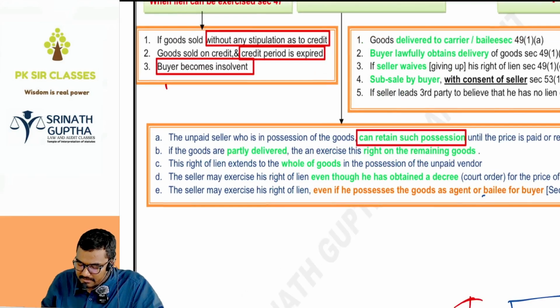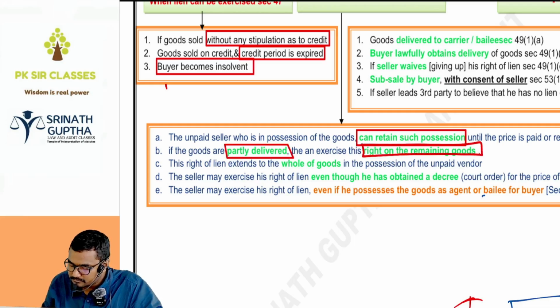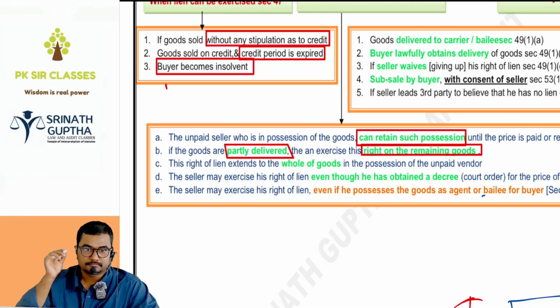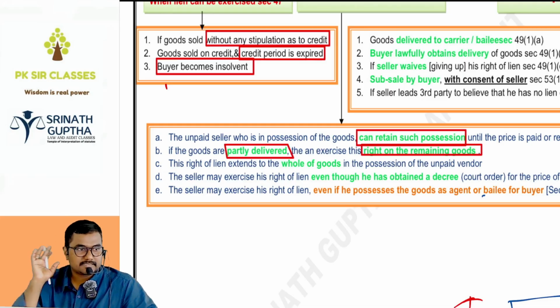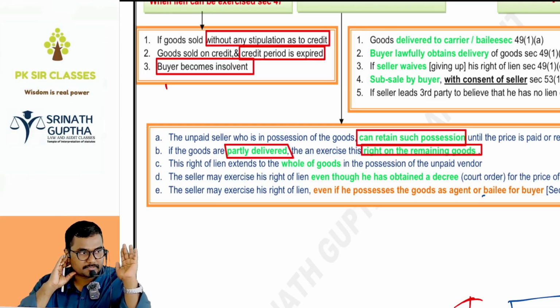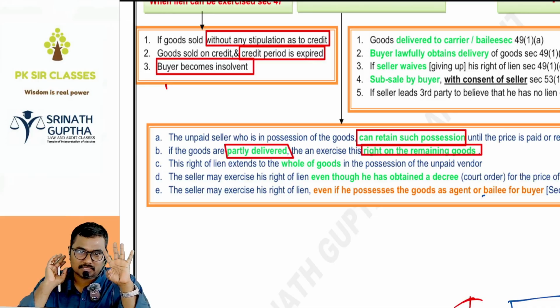Second one, when part delivery is made, we can exercise lien on the remaining. Actually, I sold 100 bags of rice to Rajni. How many bags I sold? 100. 60 bags are delivered. 40 bags are with me. I can exercise lien only on the 40 bags which are in my warehouse.